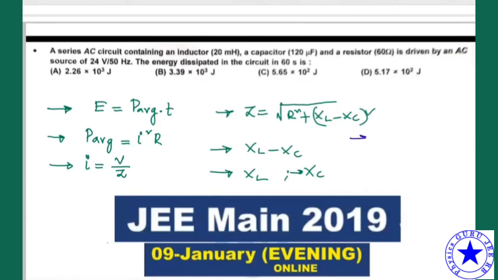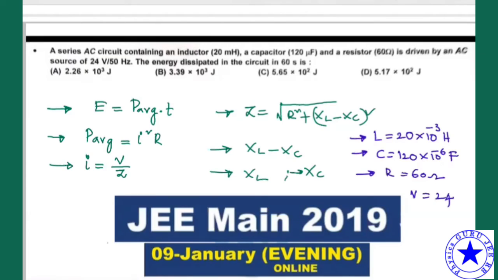First let us write the given data. Inductor L is equal to 20 into 10 to the power of minus 3 henry. Capacitor C is equal to 120 microfarads, that is 10 to the power of minus 6 farads. Resistor R is equal to 60 ohms. AC voltage is 24 volts, and frequency N is 50 hertz. Dissipated energy in a time of 60 seconds we require.